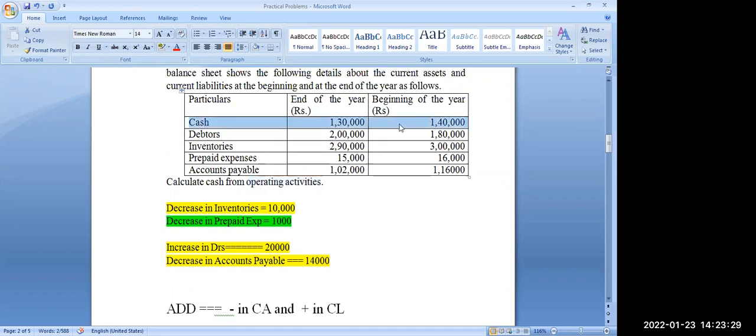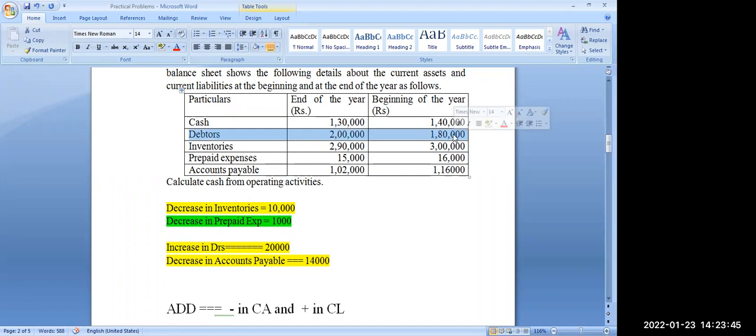Suppose there are a few current assets in the company. Don't worry about cash, because cash is the first item. We don't consider that as a current asset in this case because cash is the starting point of the cash flow statement. Next, debtor is there. Is debtor a current asset, current liability, non-current asset or non-current liability? Last year it was 1,80,000. Current year it is 2 lakhs. Debtor is a current asset. So is it increasing or decreasing from last year to current year? It was 1,80,000, now it is increasing to 2 lakh.